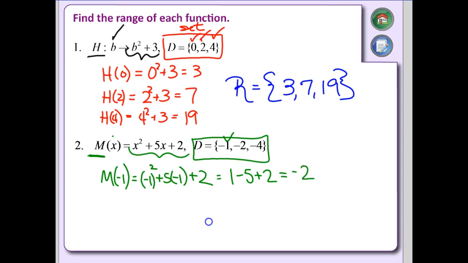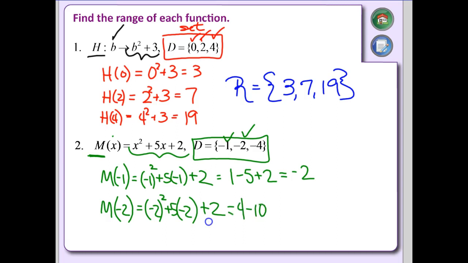Okay, now let's find the next function value. What's the next member of the domain? Negative 2. So we're going to find the function at negative 2. I've got negative 2 squared plus 5 times negative 2 plus 2. Well, negative 2 squared is 4. 5 times negative 2 is negative 10, plus 2. So what's my final answer? That's going to give me negative 6 plus 2. So the final answer on that one is 4.